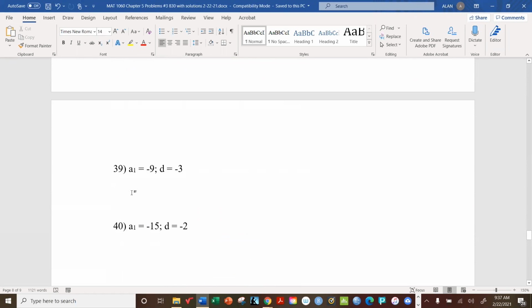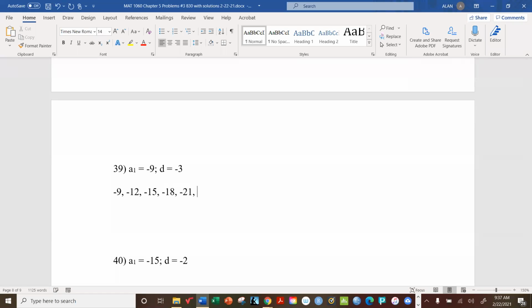Now, let's try this one. This one's looking tricky because it's got a lot of negatives. So we start with -9, and then we're going to keep subtracting as we go along. Let's see, is that all of them? 1, 2, 3, 4, 5, 6. That's good. All right, so for part A, we need the first 5 terms.